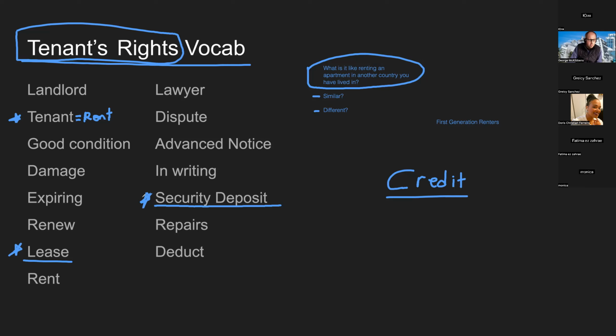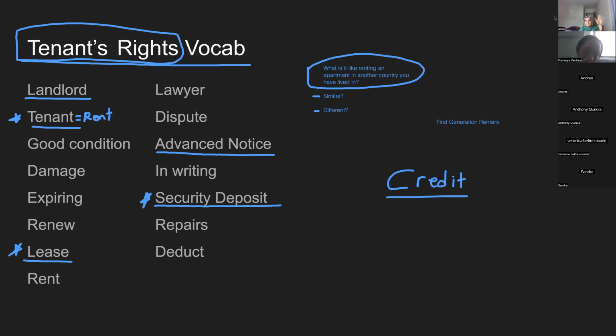Here's another phrase. I'm going to underline it and then just raise your hand if you want to identify it. Well, we know the landlord is the owner. We know the tenant is the renter. What does it mean to give advanced notice? This is a phrase. Raise your hand if you know what this means. Advanced notice. Anila, go for it.